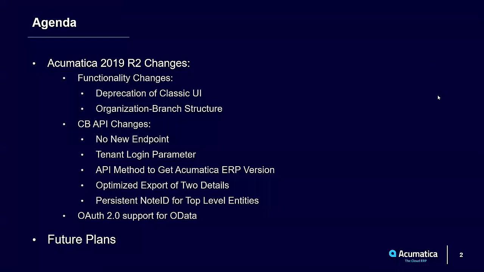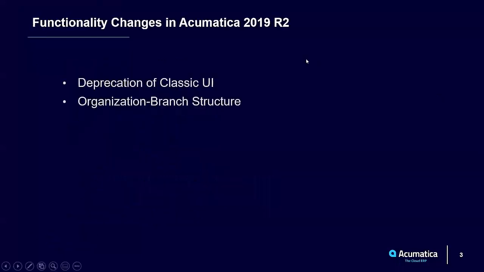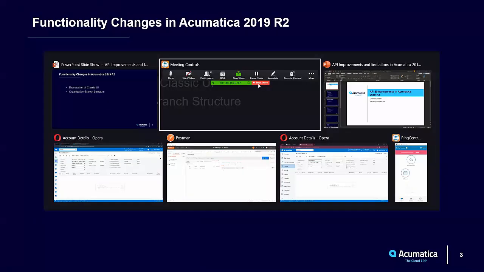Okay, so let's start. First of all, we have a few important functionality changes in Acumatica 2019 R2. We have deprecated the classic UI, and we have also simplified the organization and branch structure. So let's compare them.